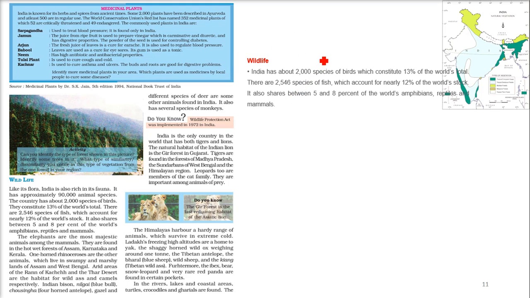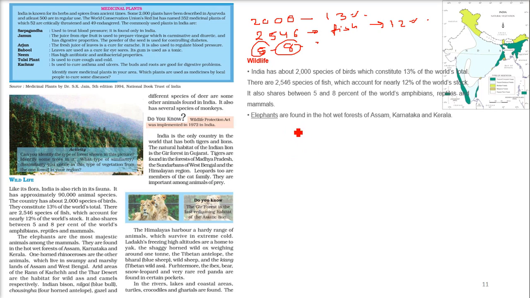Next thing that comes is wildlife. Now wildlife is very important because there is a proper ecosystem, and that ecosystem has flora and fauna. So flora are plants and all those species like trees, and then we have wildlife, that is the animal part. India has about 2000 species of birds, which constitute 13% of the world total. And there are 2546 types of fish, which accounts for nearly 12% of the world stock. And we also have 5 and 8% of amphibians, reptiles and mammals.